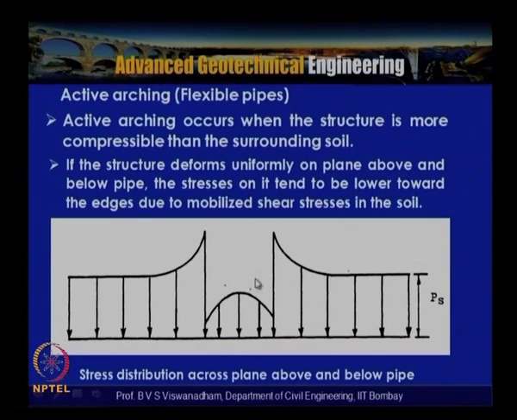If the structure deforms uniformly on the plane above and below the pipe, the stresses on it tend to be lower towards the edges, due to the mobilized shear stresses in the soil. The stress distribution is shown here. This is at the location of the pipe, this width is the diameter of the pipe, and these are the edges of the pipe. So this is the stress distribution across the plane above and below the pipe.